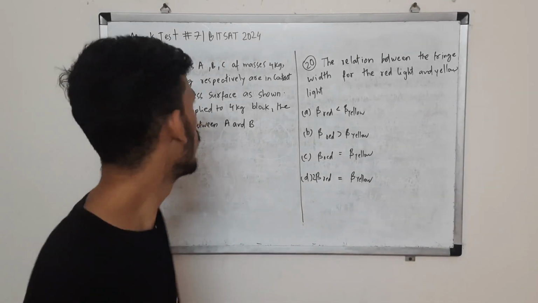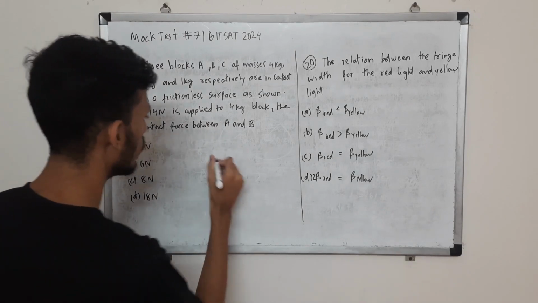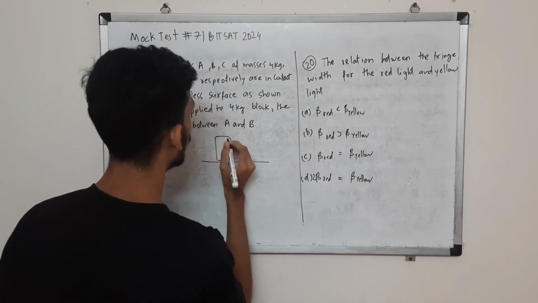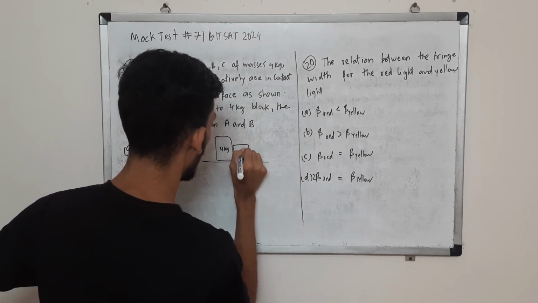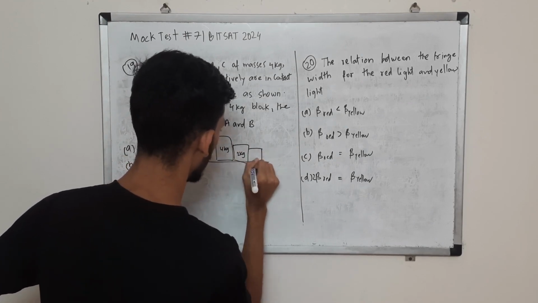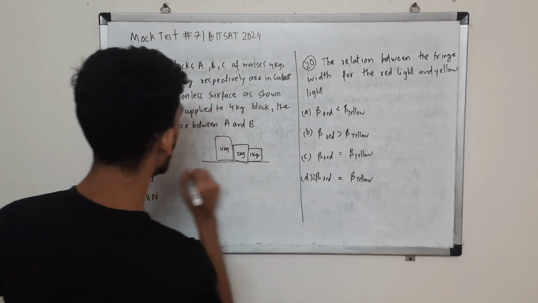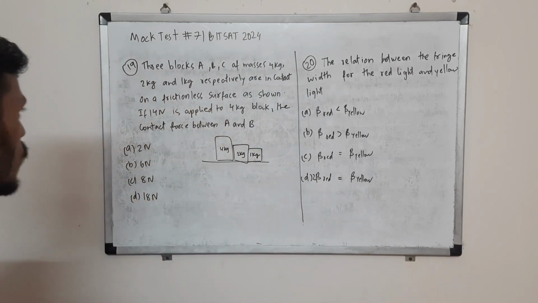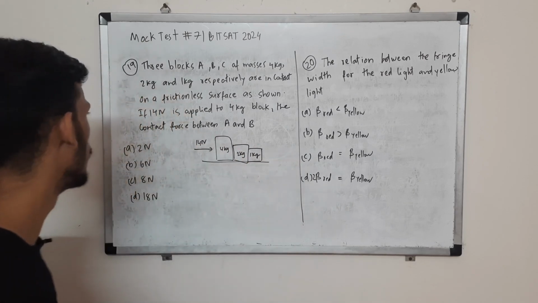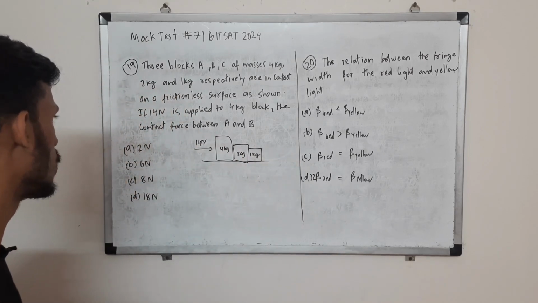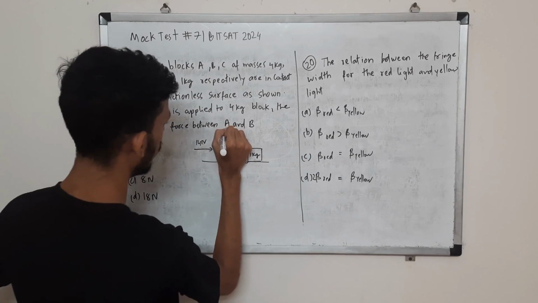Let's discuss these two now. We have 3 blocks being given, and the figure was also given. This is the 4 kg block A, this is the 2 kg block B, and then we have a 1 kg block. They are kept on a frictionless surface. A force of 40 Newton is applied on the block A, so that will distribute among this system. You are supposed to tell what is the force between A and B.